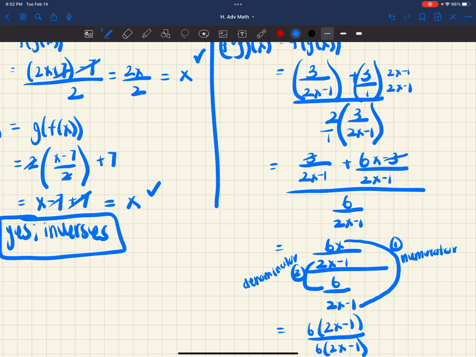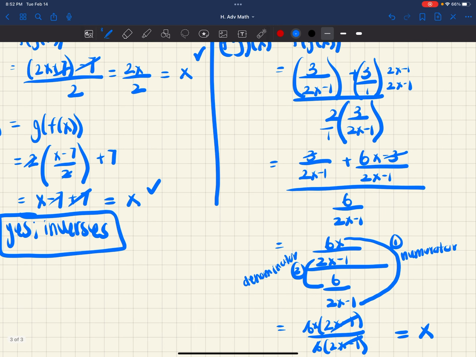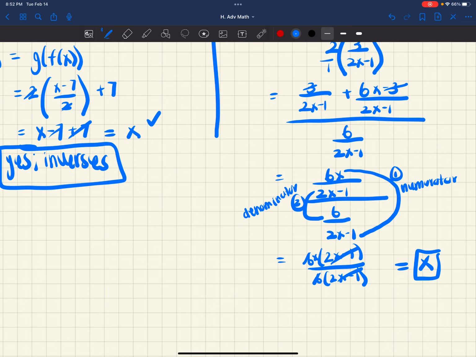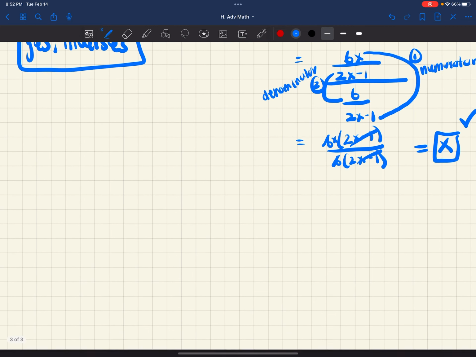So in the top, when I multiply the top with the bottom, this is a 6x times a 2x minus 1. And then the bottom is the 2x minus 1 times 6. So here, this eliminates with this. The 6 eliminates with the 6. And you are indeed left with just an x. So that is just taking the composition of f composed with g of x. We still need to go ahead and do g composed with f. So this one works. Let's see if the other one works now.